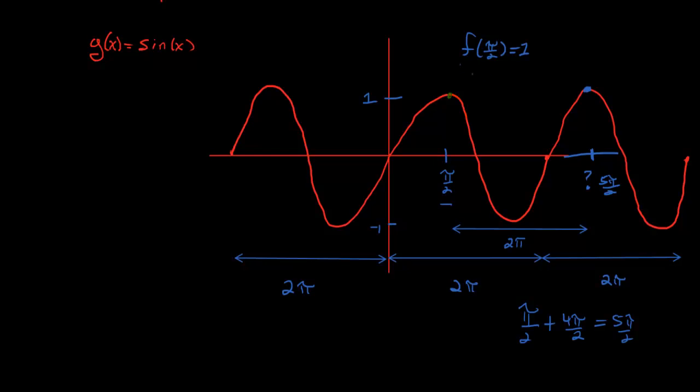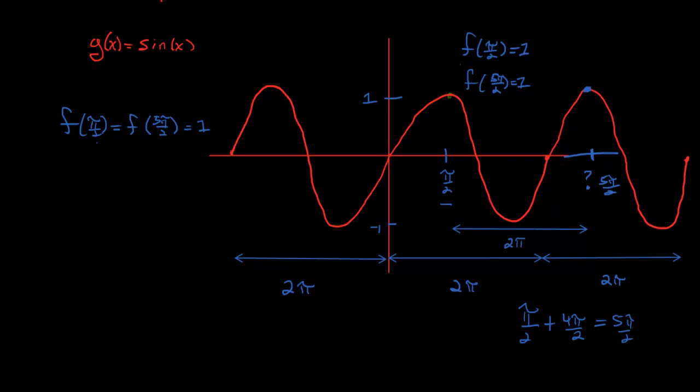So we see that f of 5 pi over 2 is also equal to a value of 1. That's supposed to be 5 pi over 2, not pi over 2. So 5 pi over 2 also equals positive 1. So we see that f of pi over 2 equals f of 5 pi over 2. I just can't write the 5 for some reason.